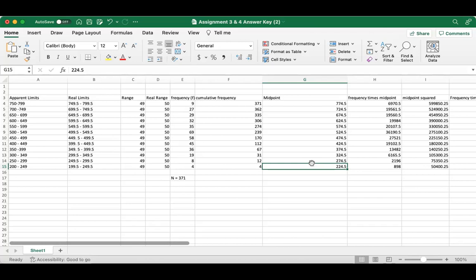624.5. So all I'm doing is adding half of the range to the lower real limit for each one of these. So if I take 50 plus that, I'm going to get this all the way up to the top. So we're adding to the real lower limit to get the midpoint, because we're taking half of the range to get to the midpoint between where the numbers are.